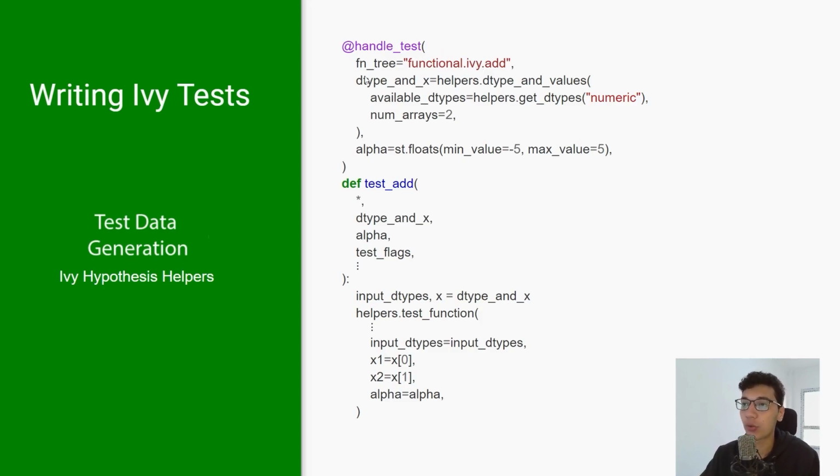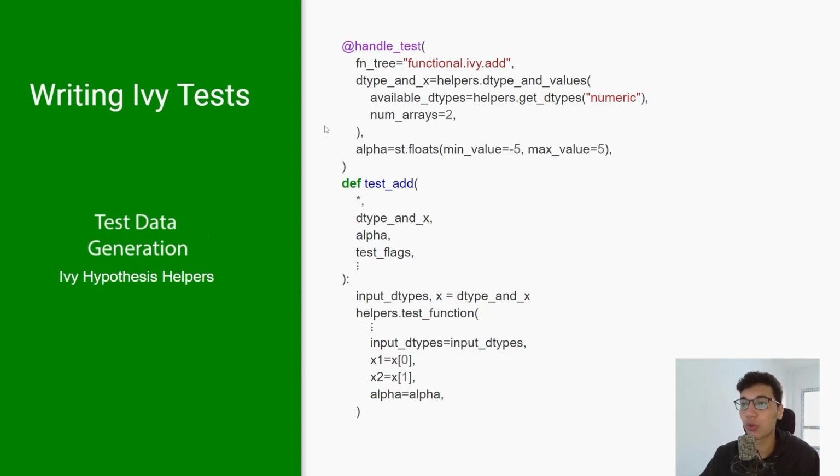And then we describe how the input should be like. So we call the strategy dtype and values, which generates dtypes and arrays. And we tell it that we want the number of arrays to be 2. So it will return us 2 lists. The first list will have 2 data types. Each corresponds to the arrays being returned in the second list. The second list will have 2 arrays. One corresponds to x1 and the second is for x2, as we can see here.